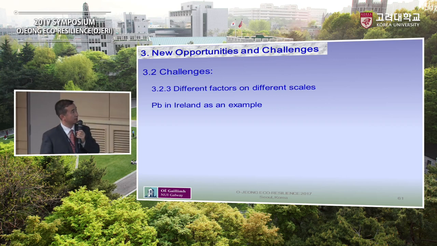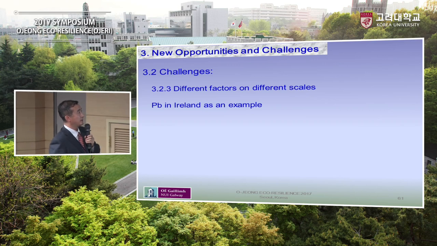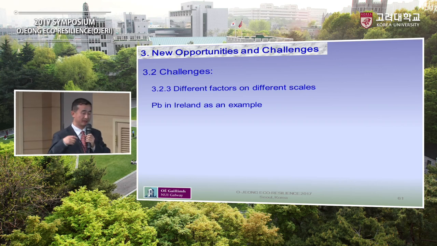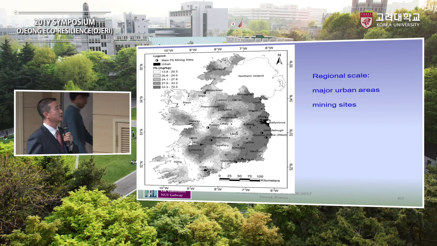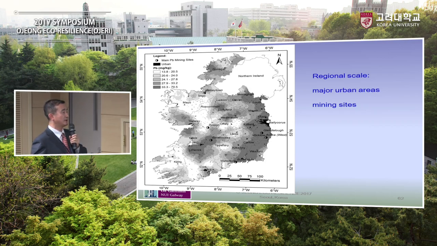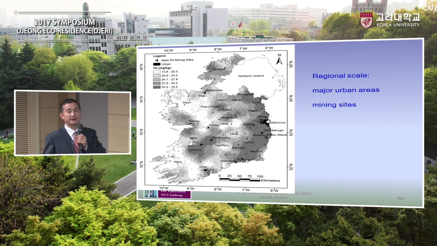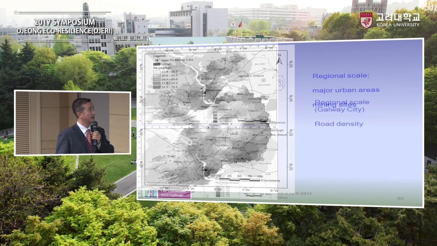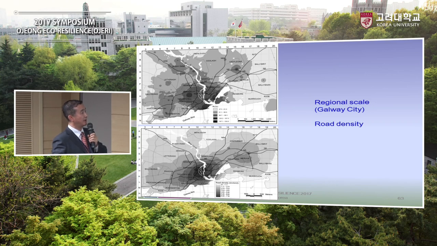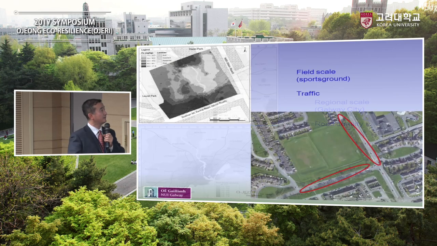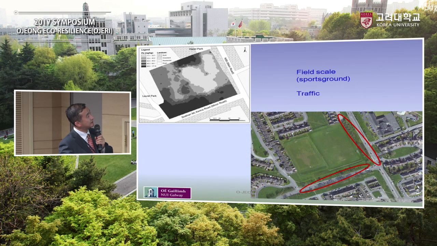The second challenge is about different scales. We will talk about different factors. So when you interpret the results, keep the scale in mind. For example, at a national level, we are talking about different land use, different soil type or whatever, an urban area or mining sites. We're talking about those larger scale variations. And at a smaller scale, for example in the urban area, we're talking about road density. So we calculate road density. It links very well to the lead concentration in this area. And for a specific site, we're talking about the influence of just one road.